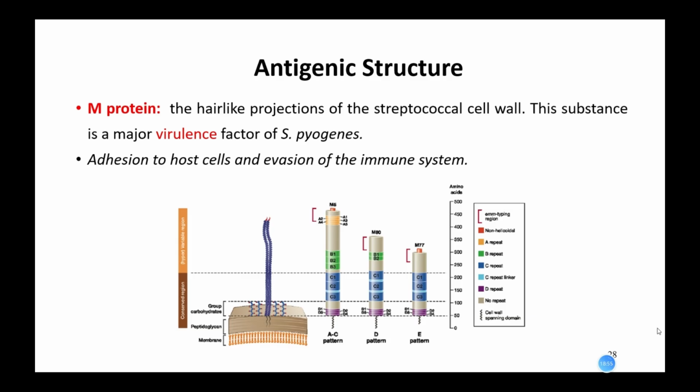It's like, imagine it's like the tennis ball, okay? A lot of hair. And this protein can be 60 nanometer long. So 60 nanometer long. Function of this M protein is first adhere to the host cell for adhesion, or that it plays some role in the evasion of the immune system. Let's see, function of M protein. It's a major virulence factor.